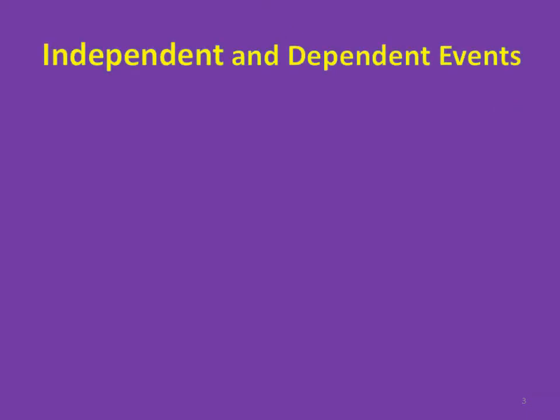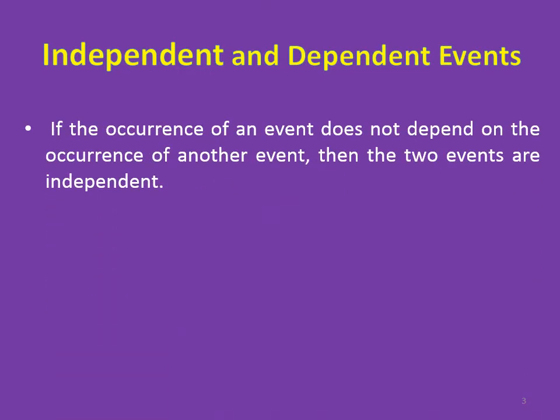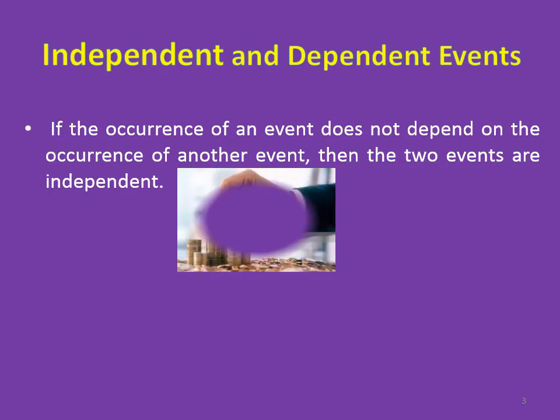Let's see independent and dependent events. What are the independent events? If the occurrence of an event does not depend on the occurrence of another event, then the two events are independent. For example, we'll consider the random experiment of flipping two coins simultaneously and noting the sides that are face up. It's clear that the side which is face up on one coin has no influence on the side which is face up on the other coin.